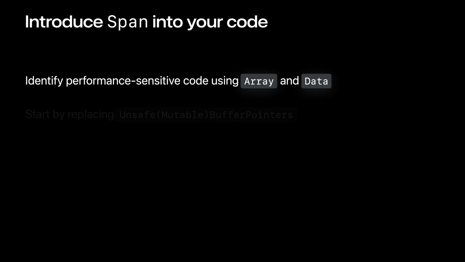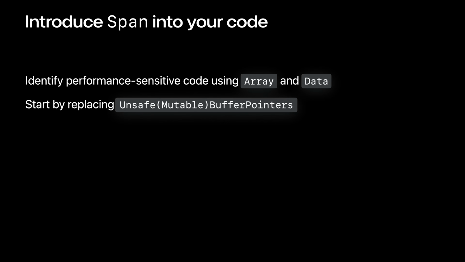From a memory safety perspective, start by replacing uses of unsafe buffer pointer types in your code. As their name implies, the unsafe pointer types do not maintain memory safety and should be used rarely. Span is a safe alternative for most uses of unsafe pointers, although it may take you some refactoring to get there.